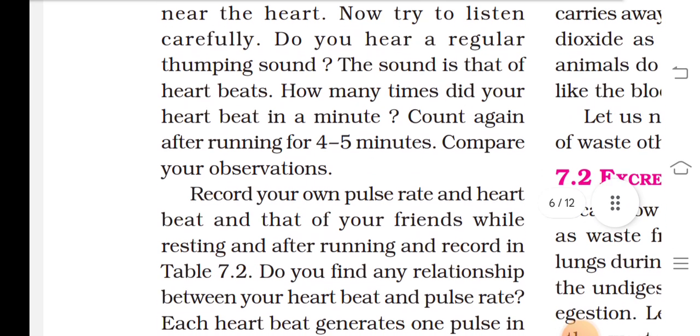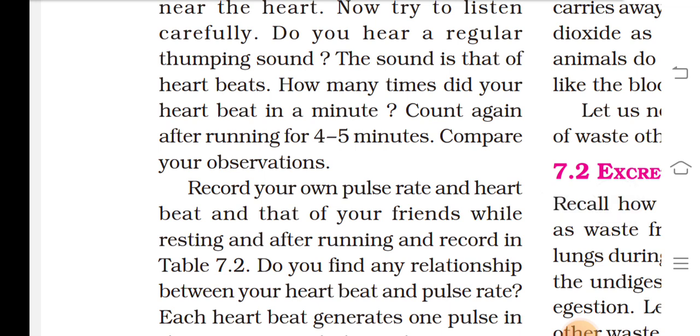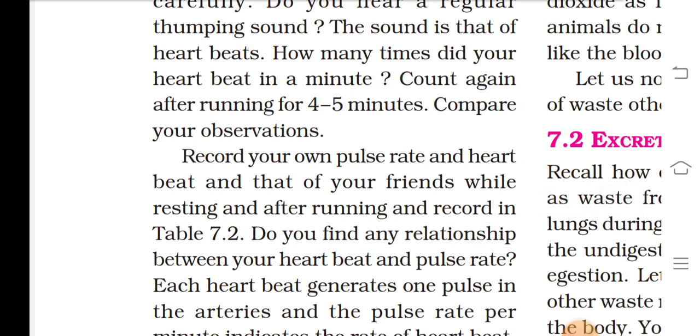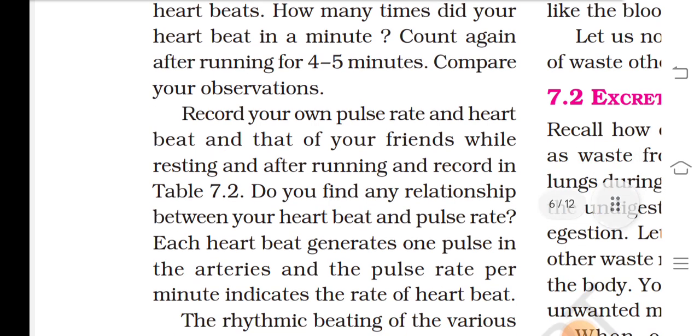Now try to listen carefully. Do you hear a regular thumping sound? The sound is that of your heartbeat. How many times did your heart beat in a minute? Count again after running for 4 to 5 minutes.